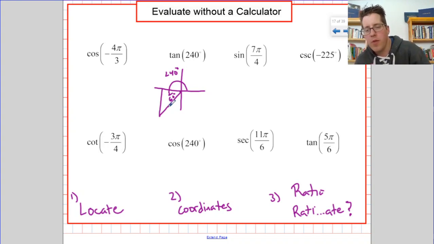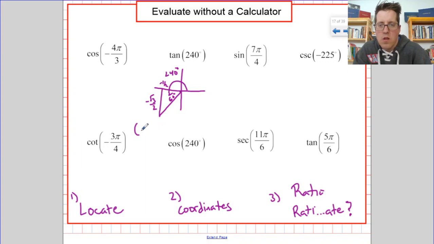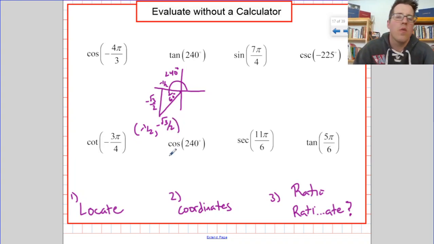Now, if you think about a 60-degree angle in the third quadrant, the x-coordinate would have to be -1/2, and the y-coordinate would be -√3 over 2. So the coordinates are -1/2, -√3 over 2. Now, what is the ratio for the tangent?